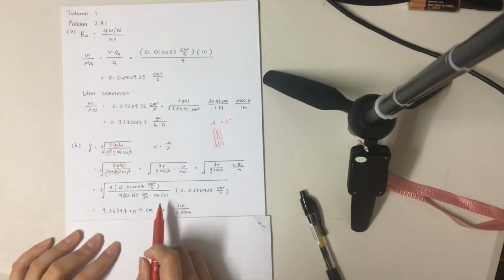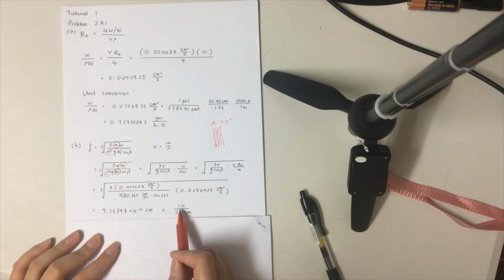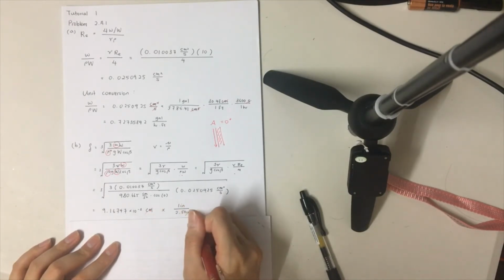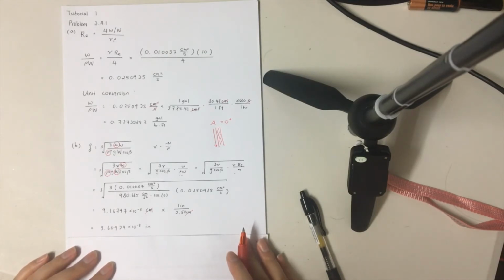Substitute it in and perform your calculation and convert it to the required unit, which is in inches. Multiply by 1 inch divided by 2.54 centimeter. This unit can be canceled off, and we will be left with 3.60924 times 10 to the power of negative 3 inch.